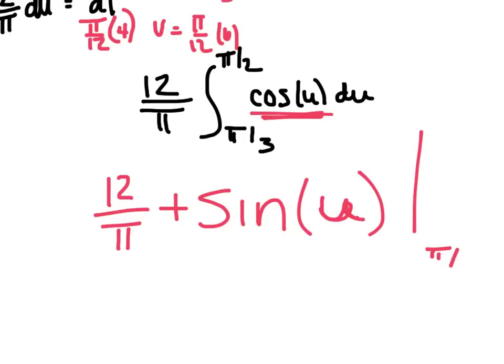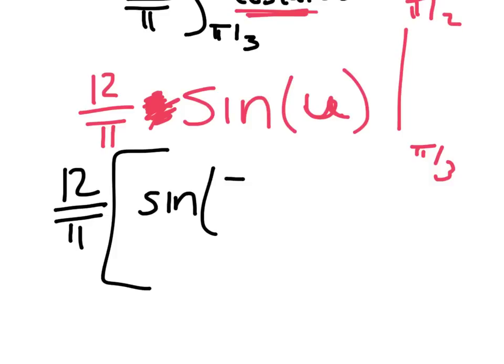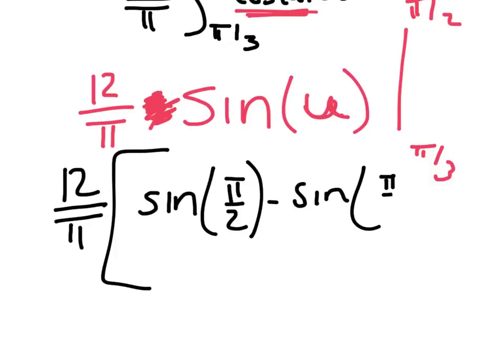And I've got my pi over 3 to pi over 2. All right, that's just a positive. I'm going to get that out of there so I don't think it's a t or anything. Again, I'm going to leave this 12 over pi out front, and I'm going to substitute in the sine of pi over 2 minus the sine of pi over 3. And this is called that first fundamental theorem of calculus.